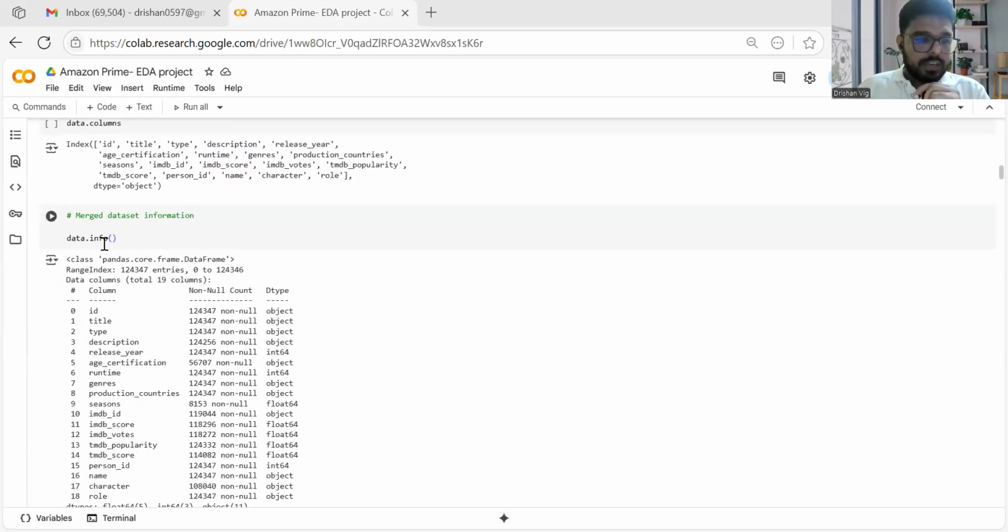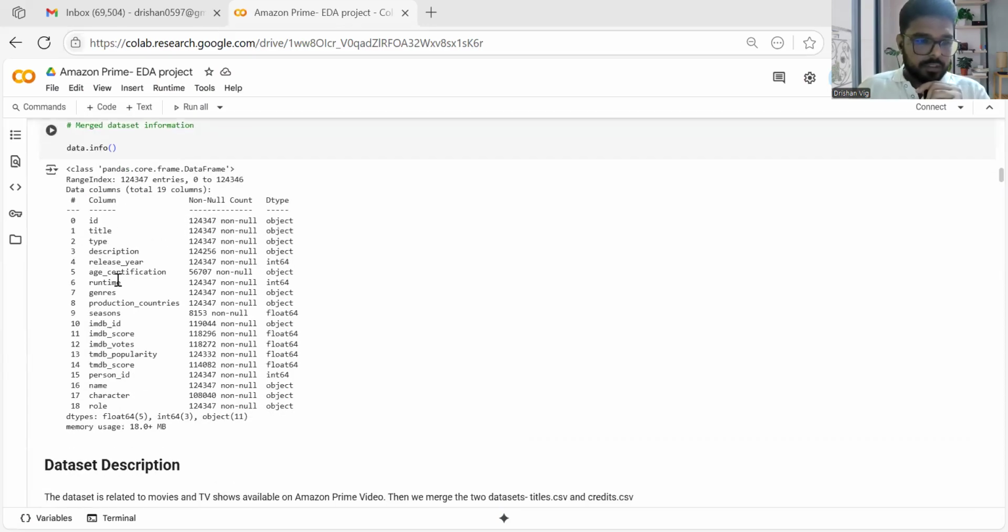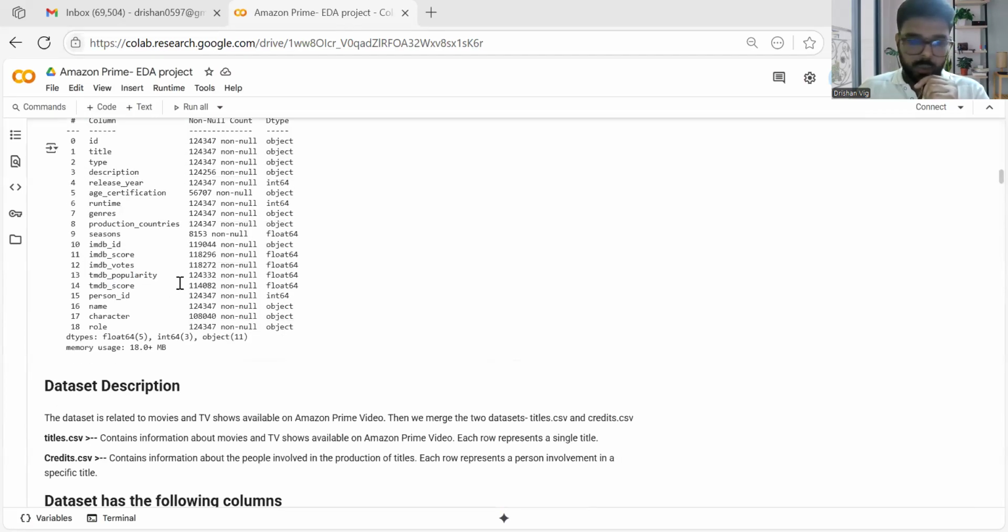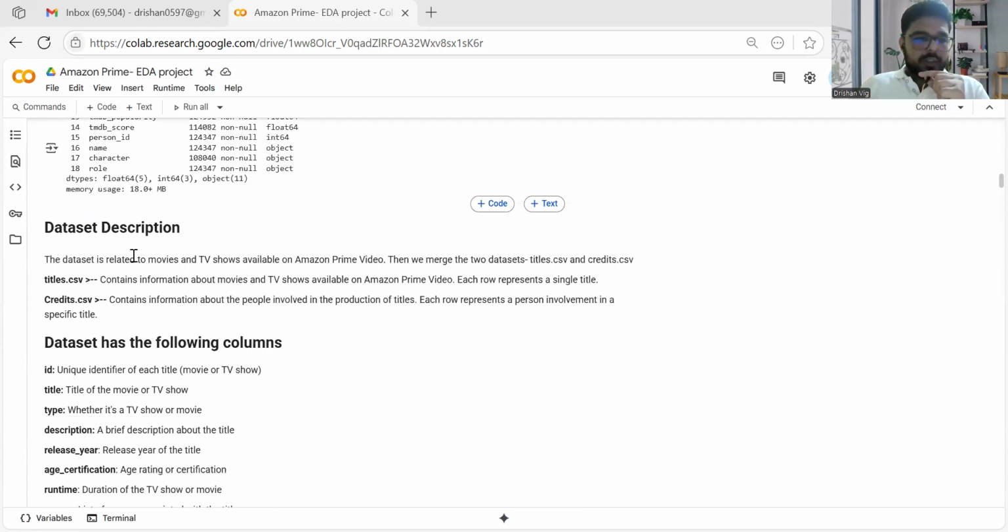Then we can gain some information from this data set. It fetches the columns like ID, title, type, description, release year, certification, runtime, genre, and so on. Now comes the data description part. As I told you, there are two data sets: the first one is title.csv and the second one is credit.csv.